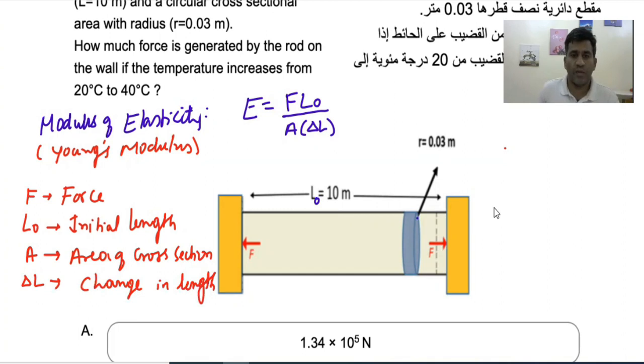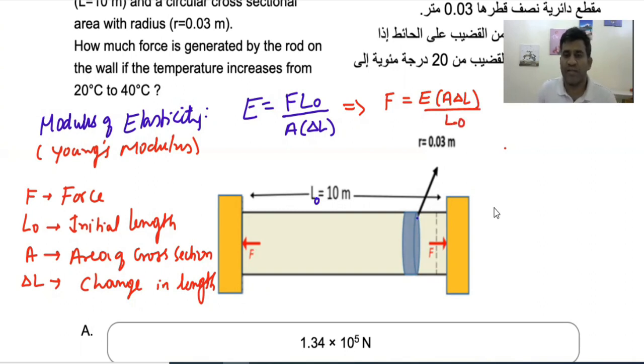So to calculate the force, I have to arrange this given expression in terms of F. How can you arrange it? By doing simple mathematics, I can write the value of F as E times A delta L divided by L naught. So this is what I can arrange.